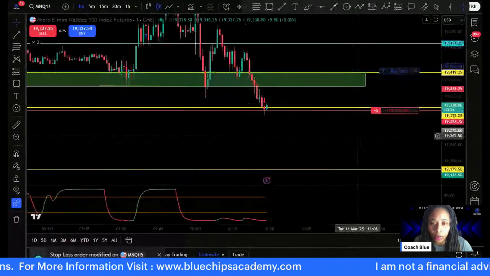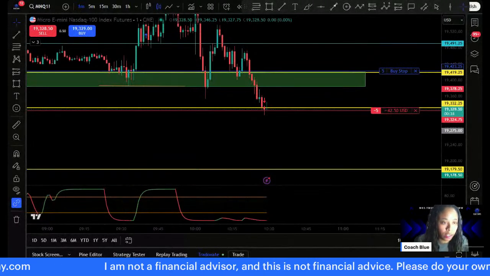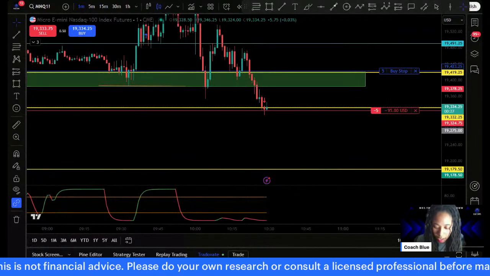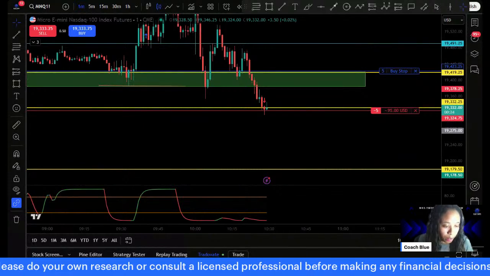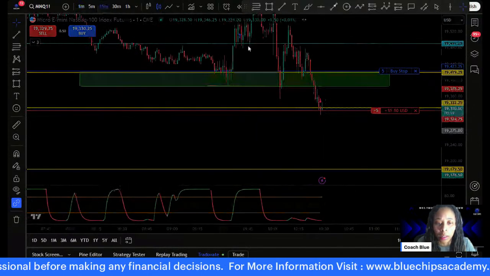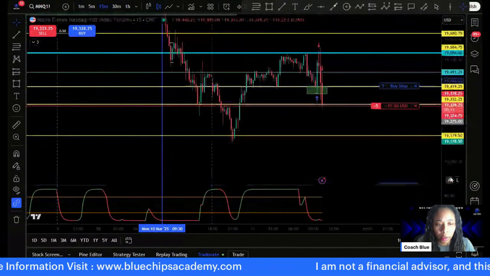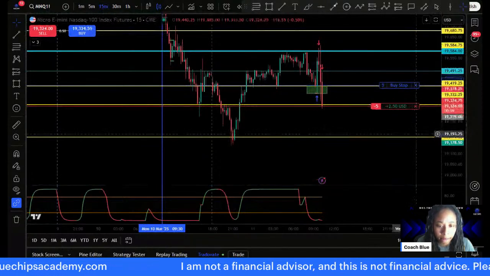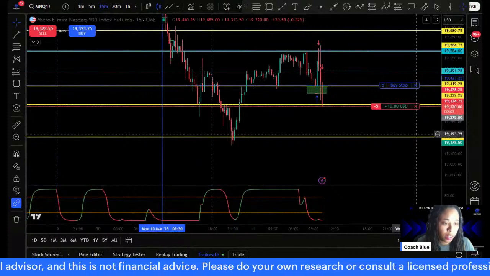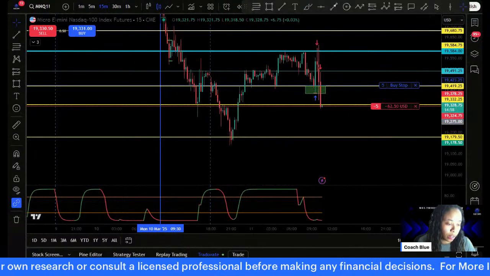All right, so stop loss is 19,423.25. Okay, and then TP1. Let me go to the 15 minute. Oh yeah, that's nice. So TP1, 19,193. Let's say 196. 196.25.